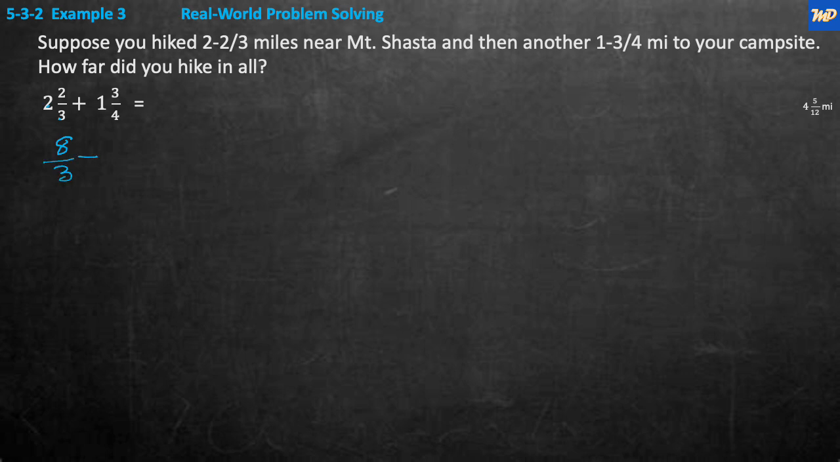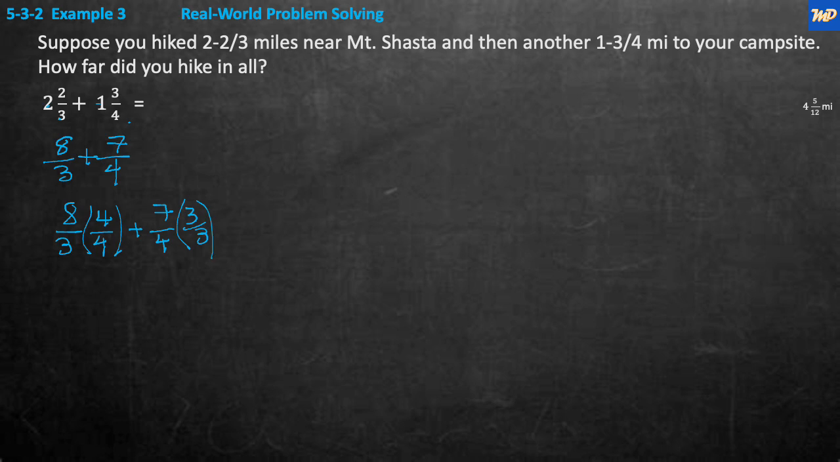8/3 plus 4 times 1. 4 times 1 is 4 plus 3 is 7, plus 7/4. Okay, now we're going to do the same thing we've done to everything else. We're going to write 8/3 times 4/4, plus 7/4 times 3/3.